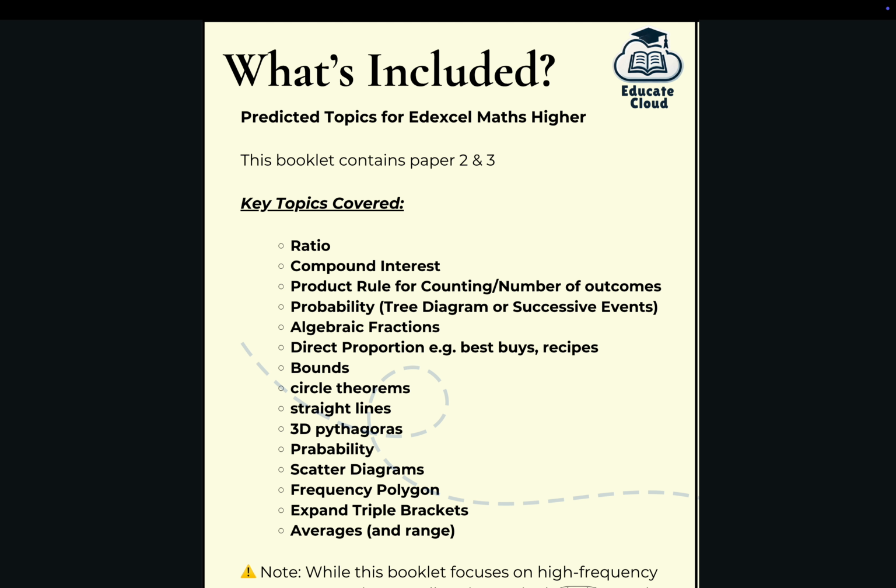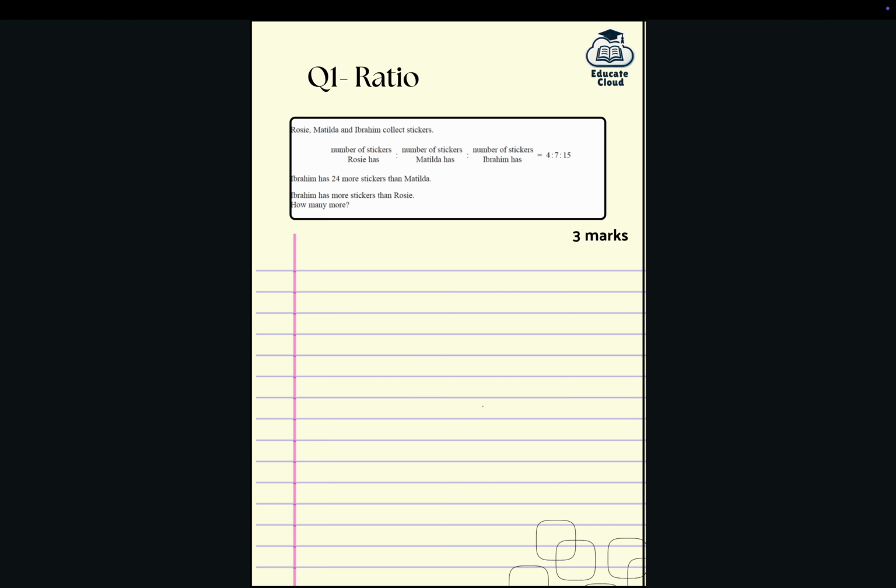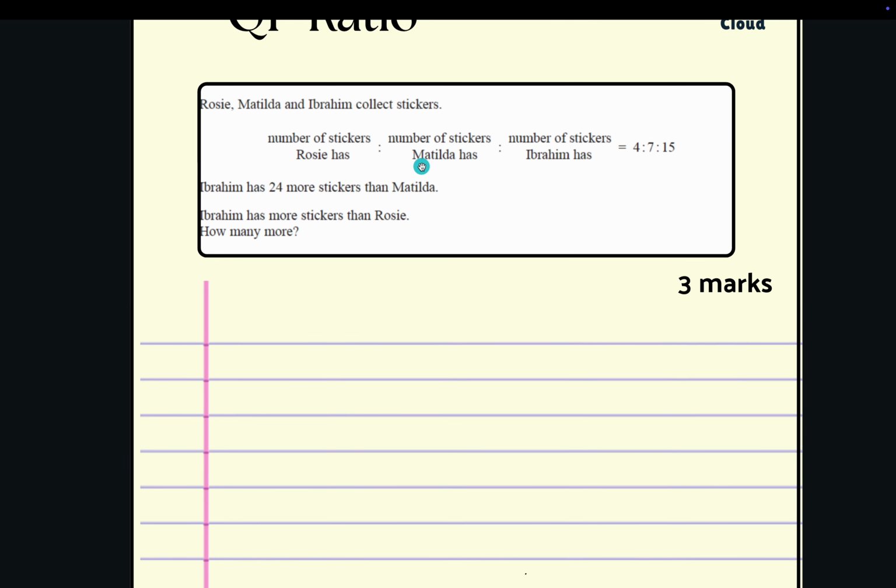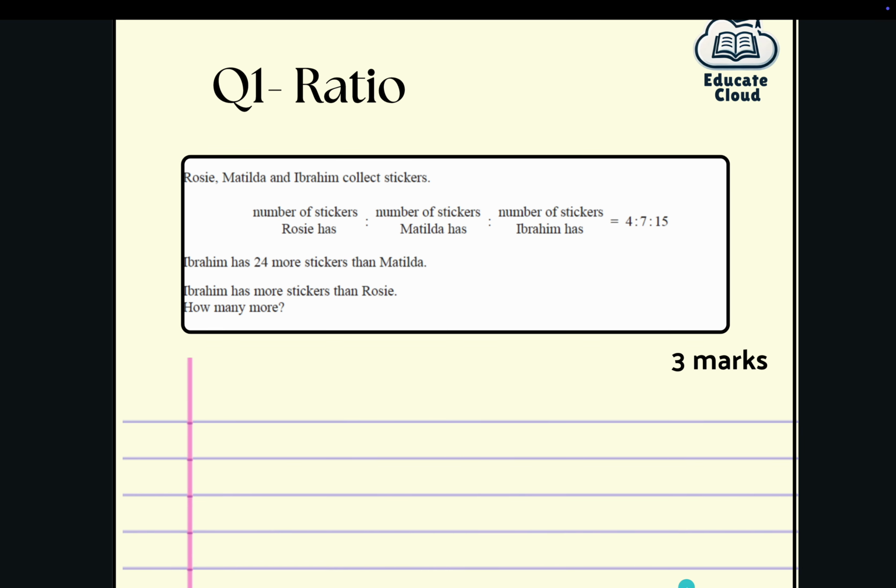Circle theorems, straight lines and graphs and y equals mx plus c. 3D Pythagoras, and we've already said probability. Scatter diagrams, frequency polygons, expanding triple brackets, and then averages from frequency tables. So this is for paper 2 or 3. It could come up on either paper, and this is obviously a calculator paper. So let's go through this first question to start off with.